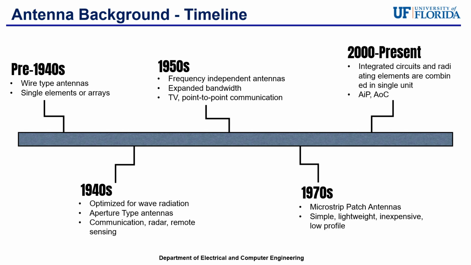It was not until the 1970s when the next breakthrough came into place with microstrip patch antennas. These antennas were simple, lightweight, inexpensive, and low profile compared to their competitors, and became one of the references for antenna and package technology. In the new millennium to now and into the future, integrated circuits and radiating elements are being combined into a single unit, becoming the now antenna and packages and antenna on chip technology.